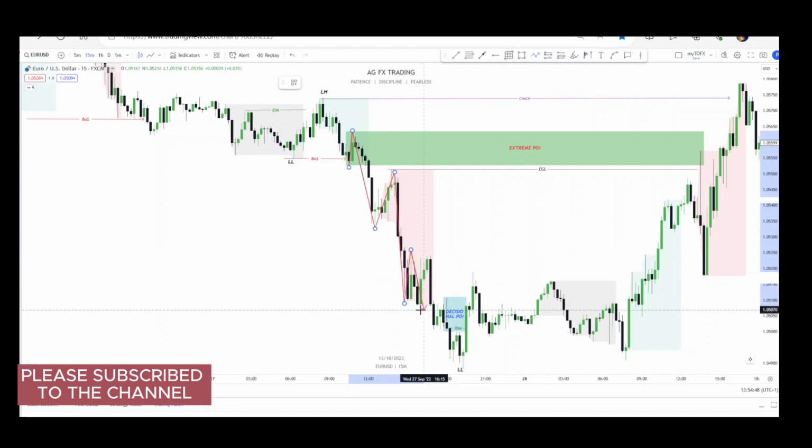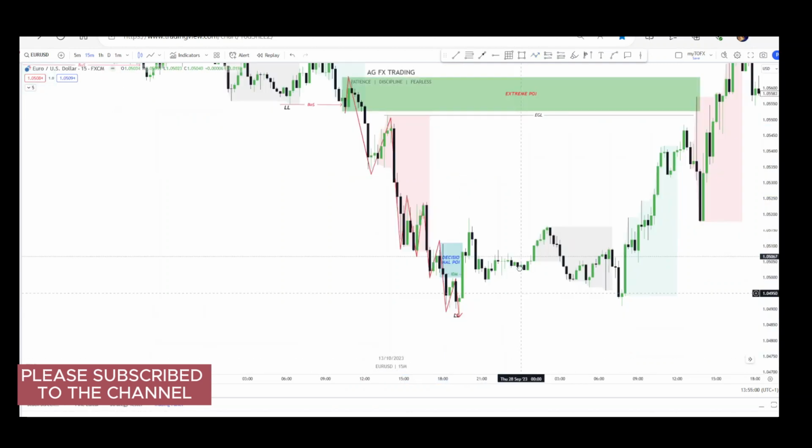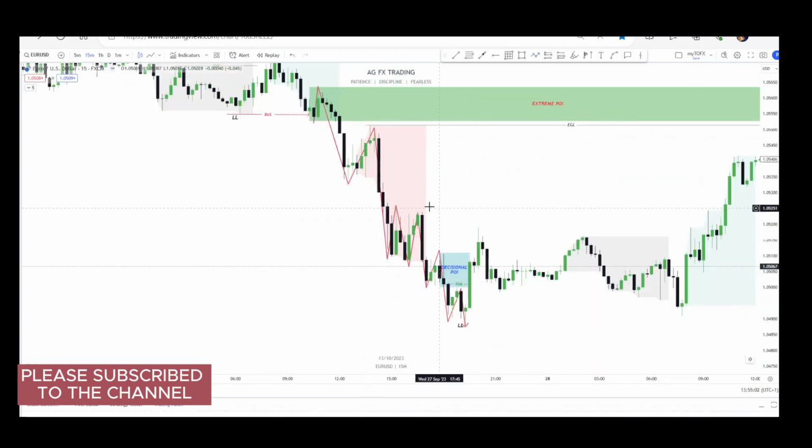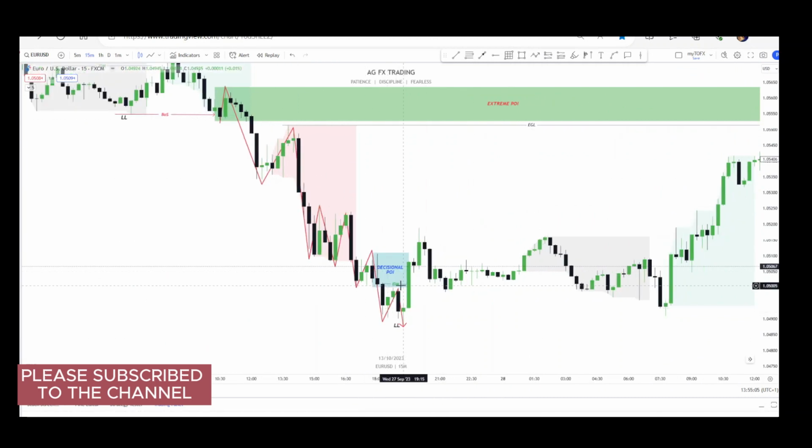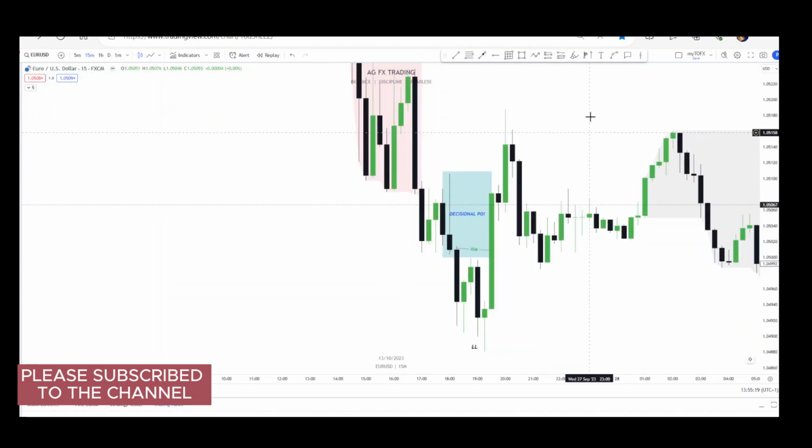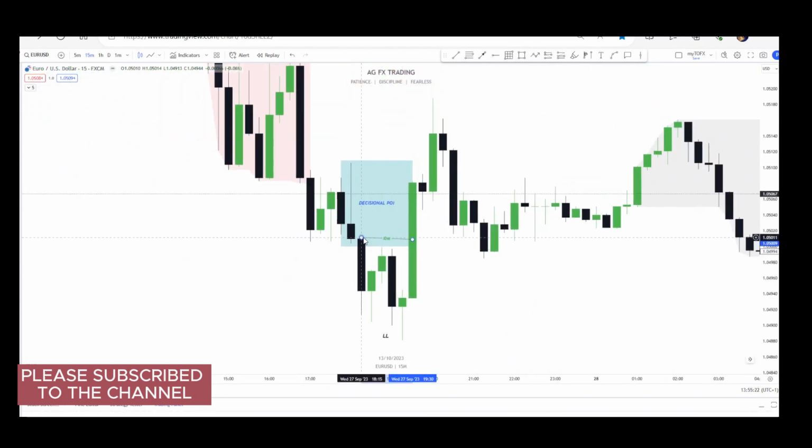We have a pullback, then another pullback, then we have a low here. So you see all this movement, nothing took out the inducement. Now at this point, what did we see? We see inducement being taken at this junction. This lower high inducement is being taken at that point. See, the inducement is here. This high here is our inducement.